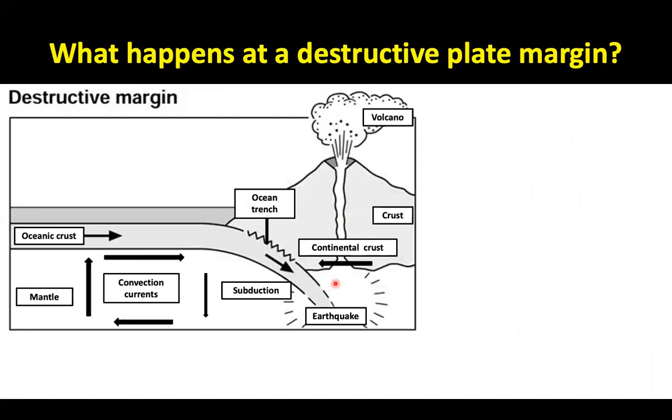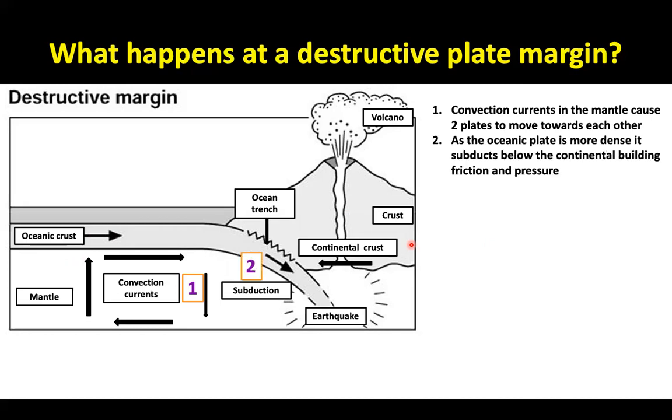At a destructive plate margin, the land is being destroyed. You have one oceanic plate, you can see that here, and one continental plate, you can see that here. The two plates are moving towards each other, shown by this arrow and by this arrow. Similar to at a constructive plate margin, the convection currents in the mantle cause the plates to move towards each other. The oceanic plate is more dense, which means it's heavier, so it subducts, which means it goes under the continental plate. This builds up friction and pressure here on the diagram.